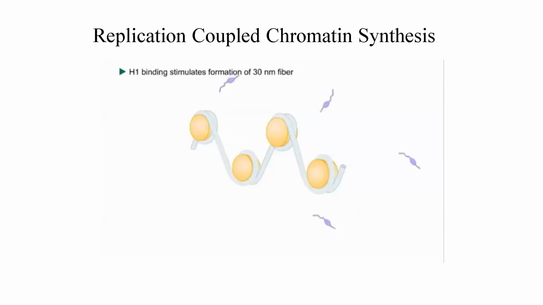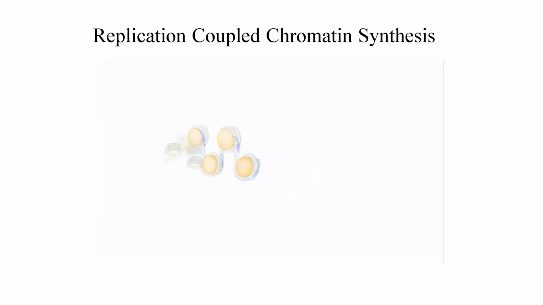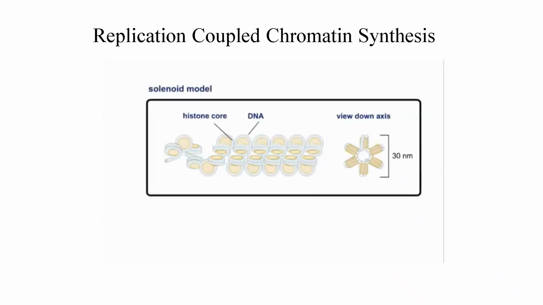The H1 histone binds both the end of the linker DNA and the middle of the nucleosomal DNA, bringing adjacent nucleosomes into close proximity. The structure of the 30 nanometer fiber has not been fully determined and may differ between species. There are two hypothesized forms of the 30 nanometer fiber. In the solenoid model, the nucleosome discs are stacked on top of each other, forming a helix. The linker DNA is hidden on the inside of this helical structure.